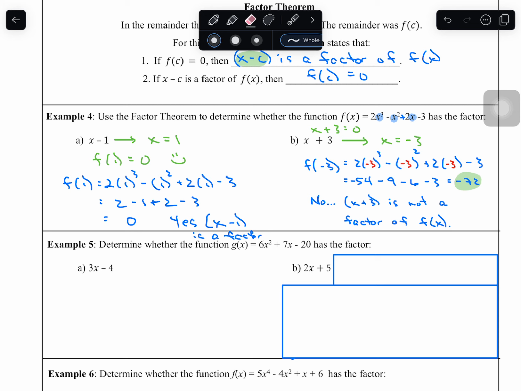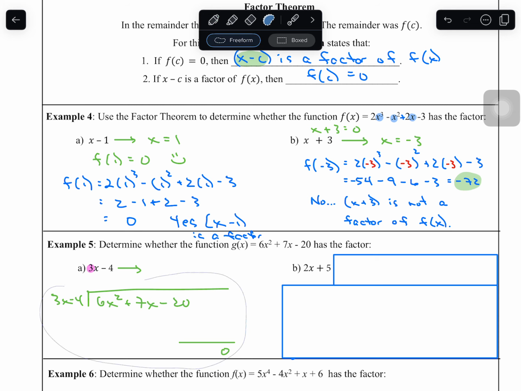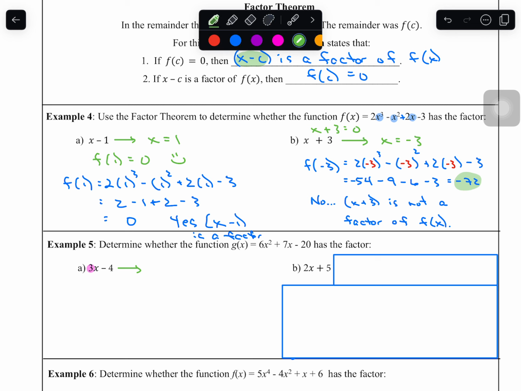Okay, example 5, same idea, only now you notice that we have a value in front of x. So that kind of goes back to what I was saying for b. If we want to figure out what we need to plug in to see if 3x minus 4 is a factor, I can go ahead, if I wanted to, and do my long division, 2x squared plus 7x minus 20 divided by 3x minus 4, do all of that work and see if the remainder is 0 or not. Or what I can do, same thing we did up above, but now I need to figure out what number to plug in.